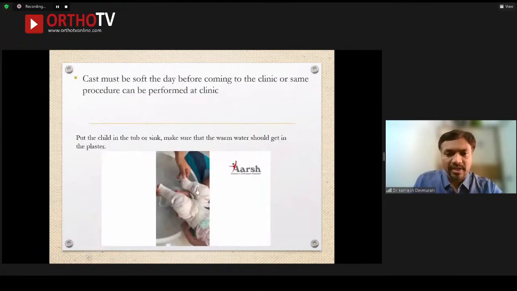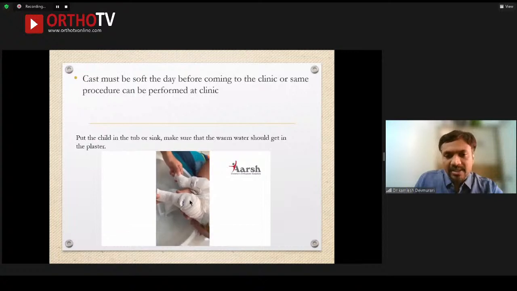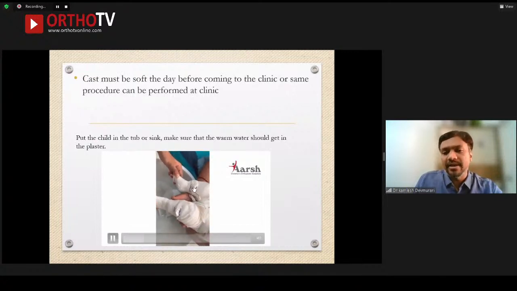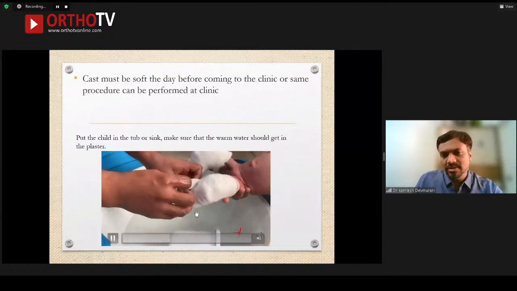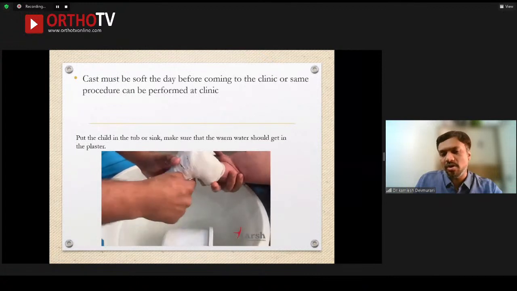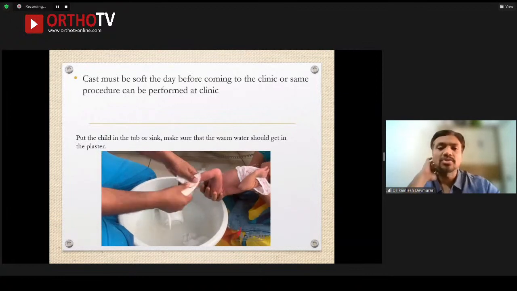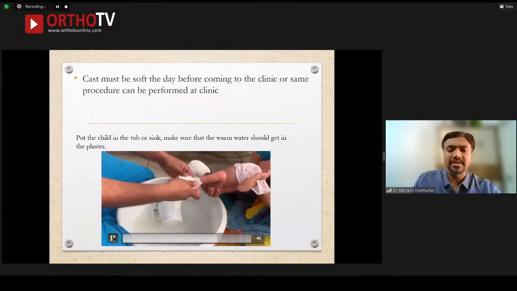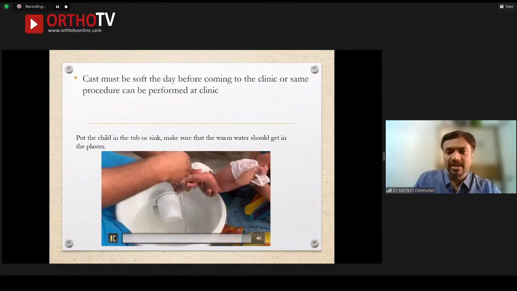So the things are very important here. While ending your plaster, this mark will be very useful during the removal. Once it gets wet properly, then it's very easy to identify the landmark. So this is the plaster end. So what we do, we unroll the plaster because when it is soft, that will be easy. Once we remove the plaster, there may be some chance of skin sore and the skin may be damaged. So most of the time we remove the plaster at the clinic.